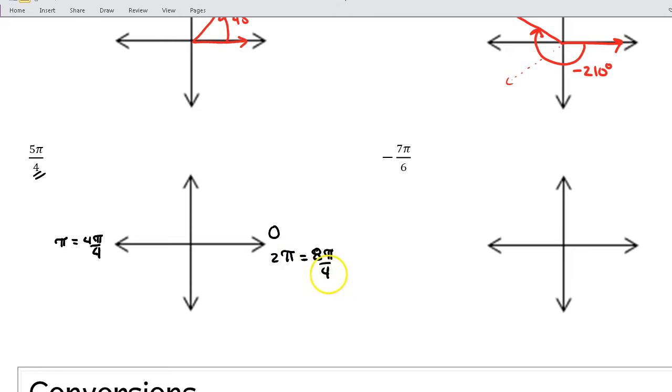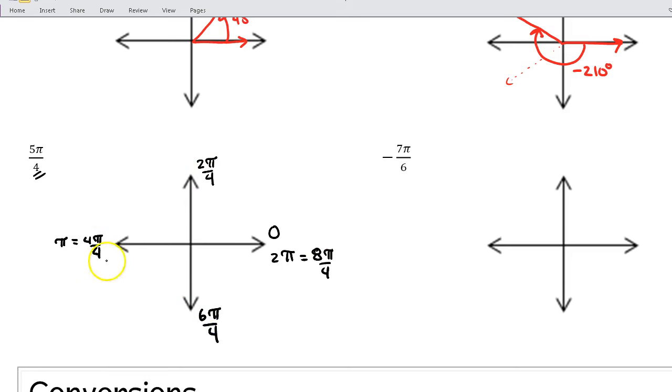Notice 8 over 4 reduces to 2, so that's 2 pi. So now I've got my 180 is 4 pi over 4. My 360 is 8 pi over 4. And then I know my 90 is halfway in between, so if this is 4 pi over 4, this would have to be 2 pi over 4. And again, I'm labeling my quadrant angles in terms of fourths. And then I need to mark my 270. A little trick here is that if you add up the 90 and the 180, that's going to give you the 270. So 2 pi over 4 plus 4 pi over 4 is 6 pi over 4.